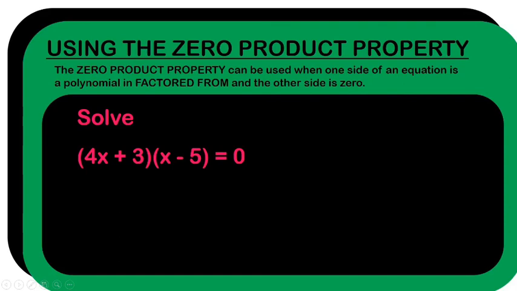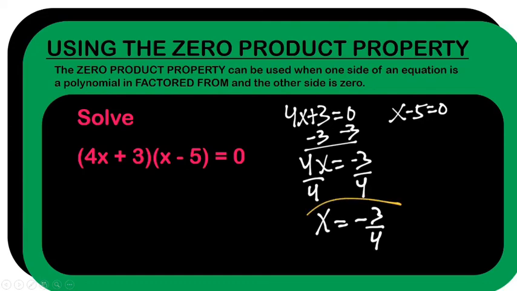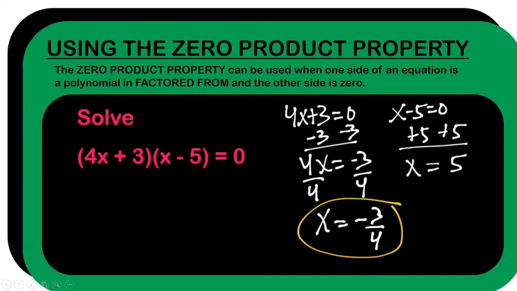On this problem, again, we're multiplying two binomials together, and if I want their product to equal 0, I know that 4x plus 3 has to equal 0, or x minus 5 has to equal 0. And so to find the solution, I just need to solve both of those equations. So I subtract 3 on both sides, and I get 4x equals -3. Then I divide both sides by 4, and I find out that x equals -3/4. And that is one of my solutions. And here I add 5 to both sides, and I get x equals 5, and that is my other solution.